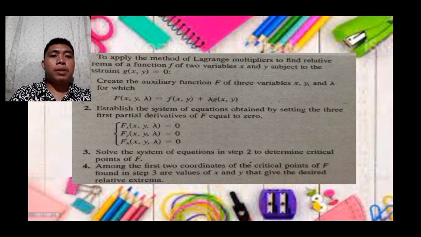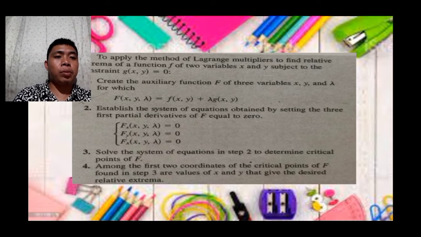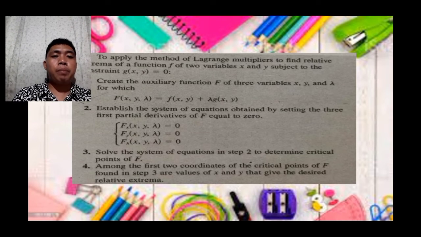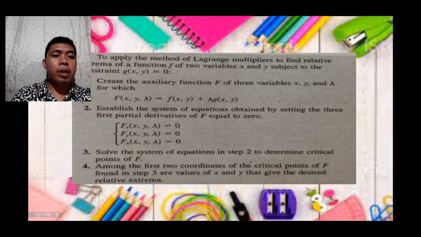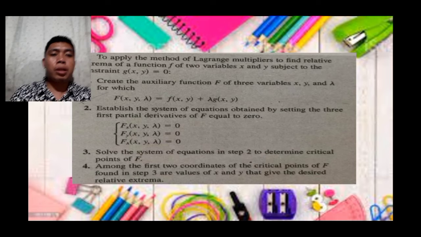Third, solve the system of equations in step 2 to determine critical points of F. And last, among the first two coordinates of the critical points of F found in step 3 are values of x and y that give the desired relative extrema.